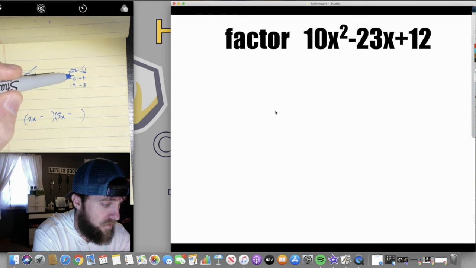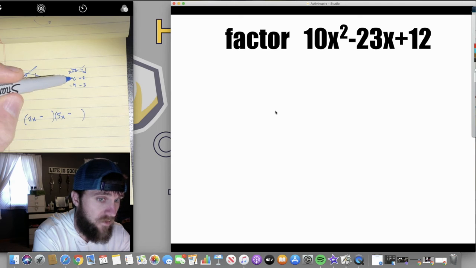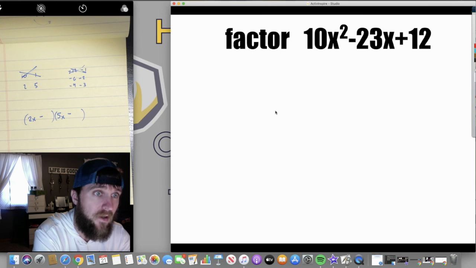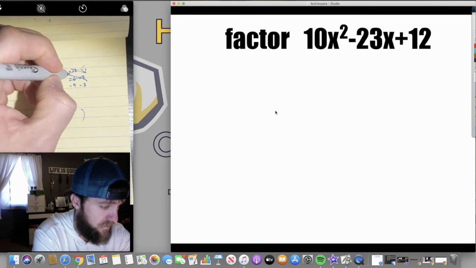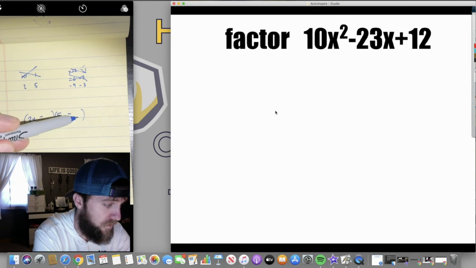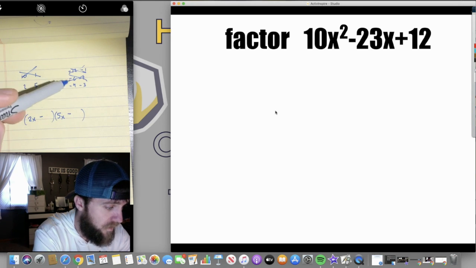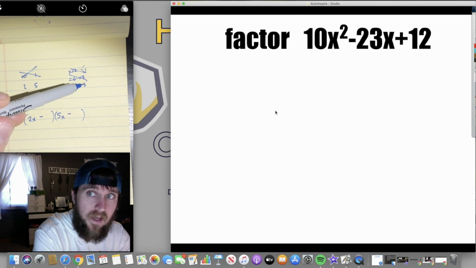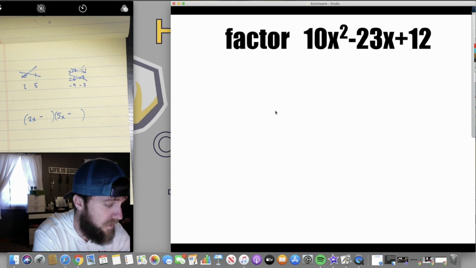2 and 6, 12, 5 and 2, 10. That would give us 22, -22. Nope. Flip-flop them. 4 and 30, -34. No. All right. We're down to the last two possibilities. Either the 4 is here or the 4 is here. So if we go 2 times 4, 8. 5 times 3, 15. 8 and 15 is 23.